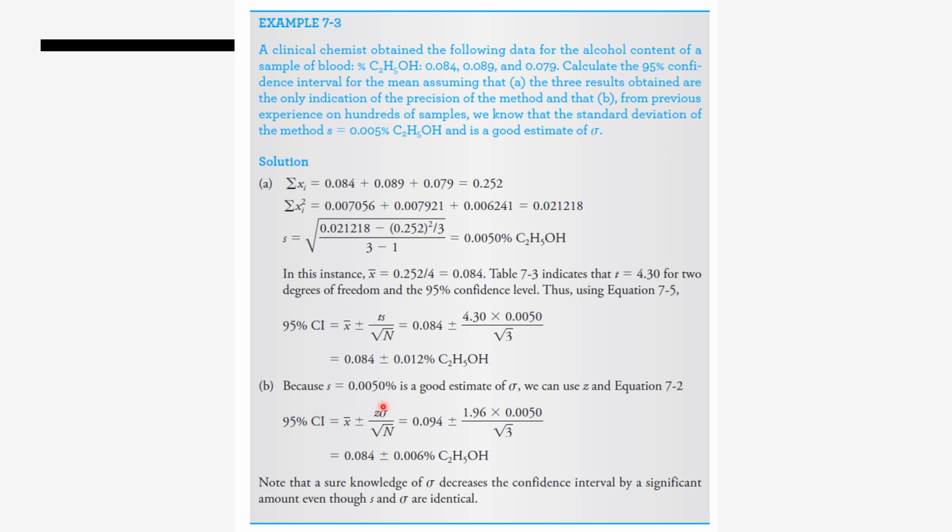Now, because the standard deviation is 0.050%, this one is a good estimate of our sigma. We can use the 95% confidence interval. That is the original formula. Again, you use the t-based 95% confidence interval once your S is not a good estimate of your sigma. But if your S is a good estimate of your sigma, therefore you use the original 95% confidence interval and you would get this value.